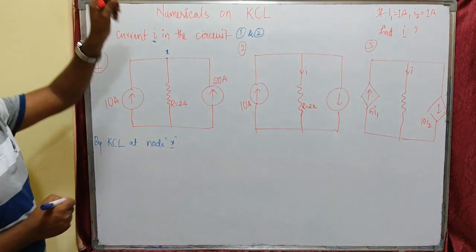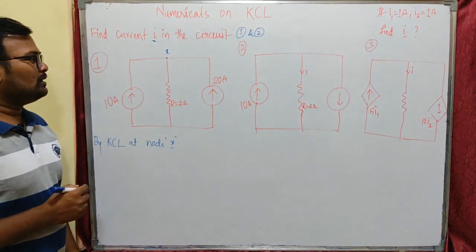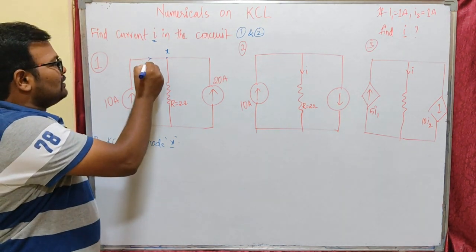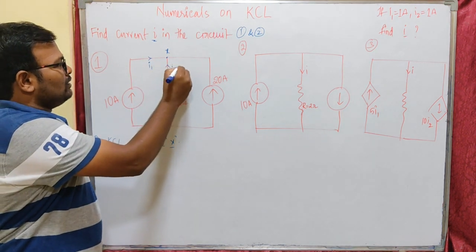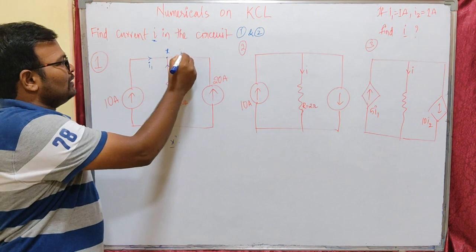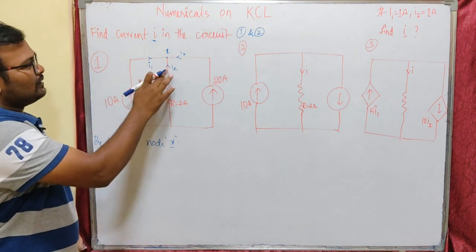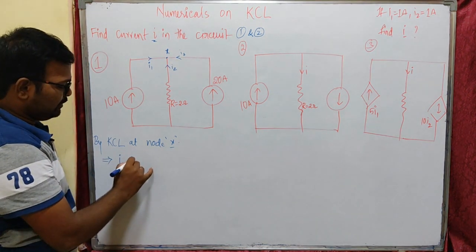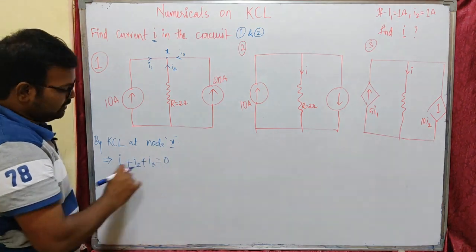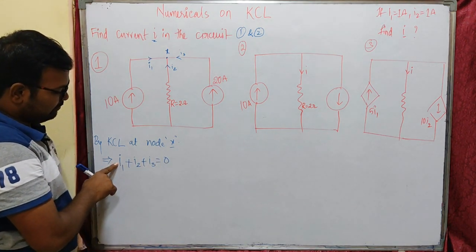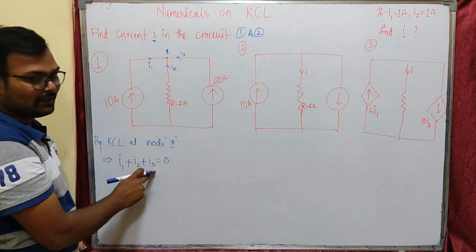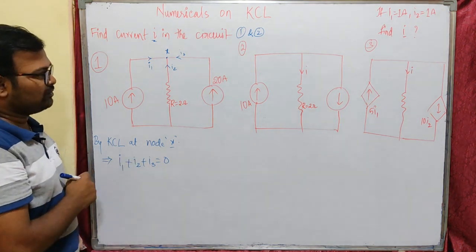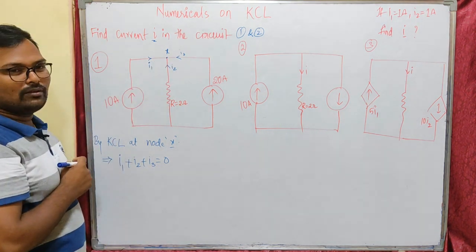So what is KCL here? The algebraic sum of currents at a node is equal to 0. Let us consider this is I1, this is I2 and this is I3, and I am going to consider all the currents entering node X. According to KCL, I1 plus I2 plus I3 equals 0. Here I1, I2 and I3 are all taken as positive, because the currents are all entering the node, so currents entering a node are treated as positive.